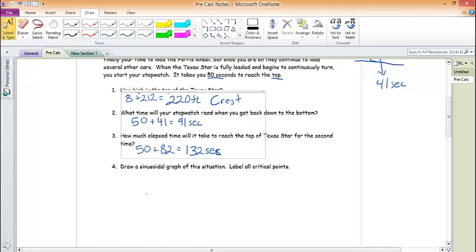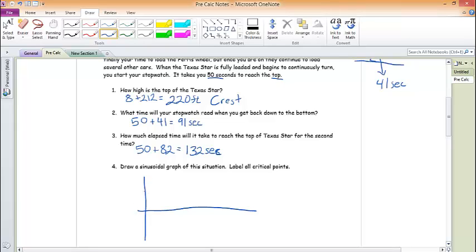Number 4 is going to ask us to draw a sinusoidal graph of this situation. So let's go ahead and get there's our pretty coordinate system, and let's start labeling some key points.